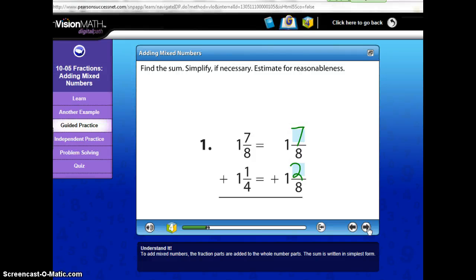Let's add our fractions first. 9/8, and then our whole numbers. 2. So we have 2 and 9/8, but we can't leave it like that. We need to change 9/8 into a mixed number. What is 9/8 as a mixed number? Alan? 1 and 1/8. That's right.